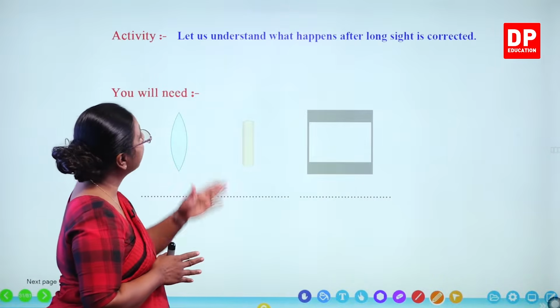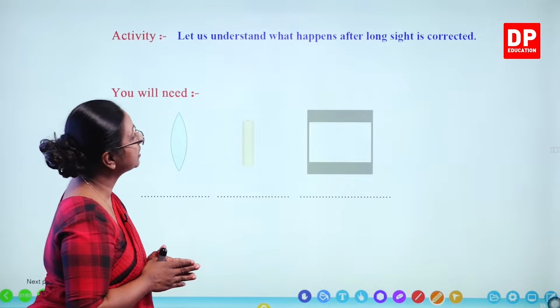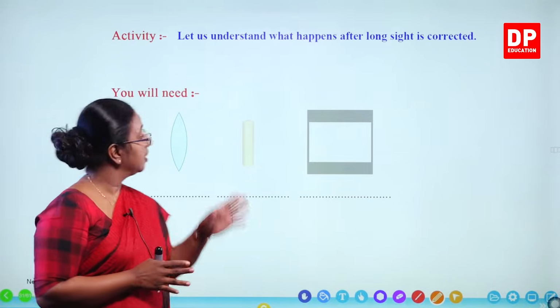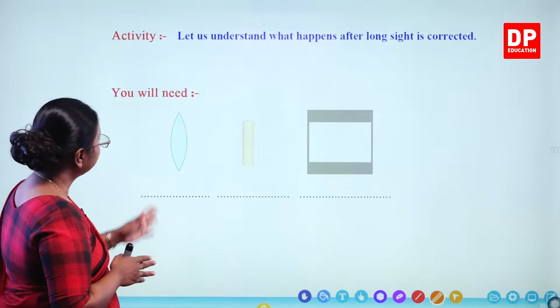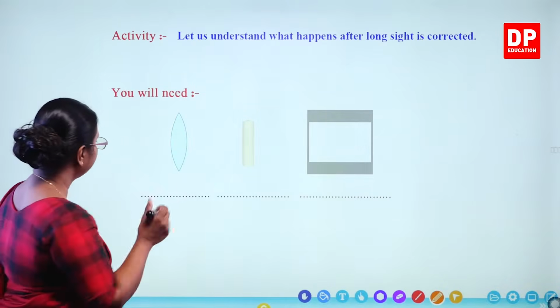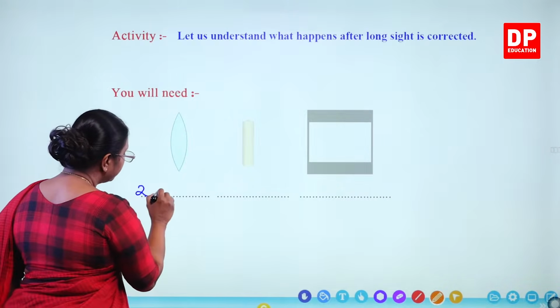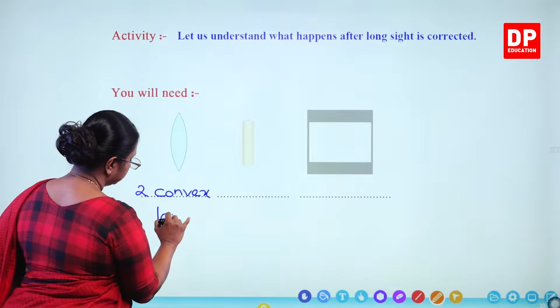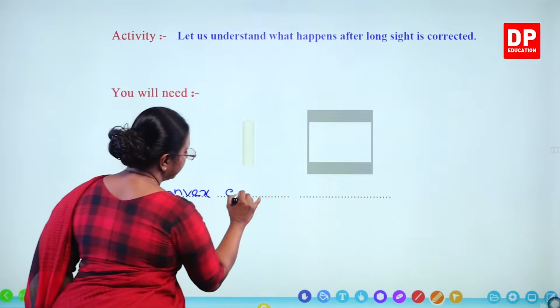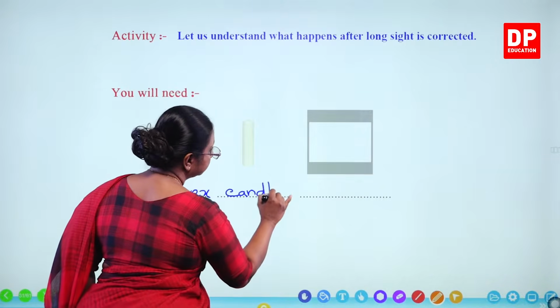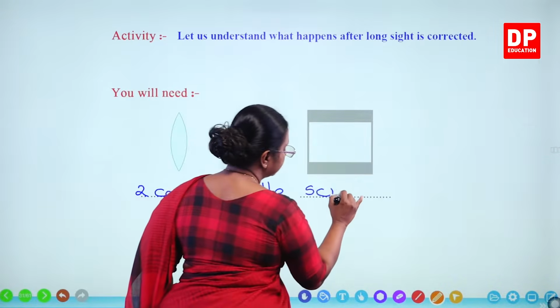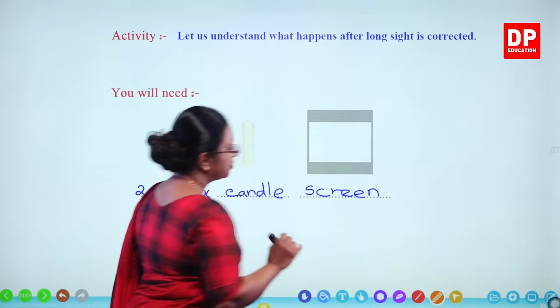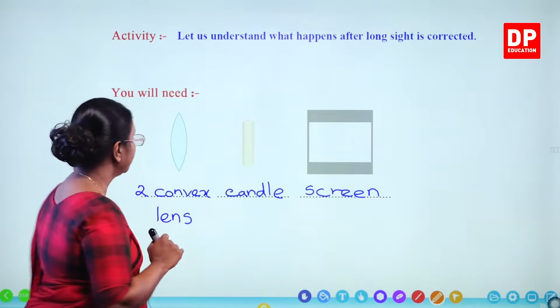Let us understand what happens after long sight is corrected. To understand that, we need these materials. We actually need two convex lenses. Then we need a candle, and we need a screen. So this is what we will do.